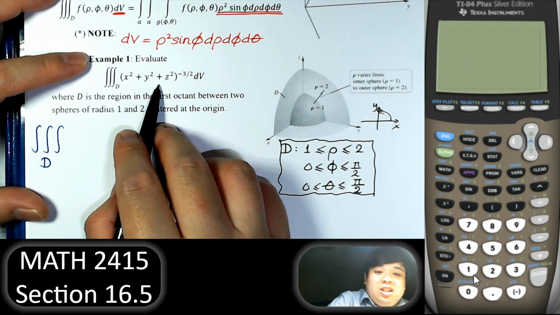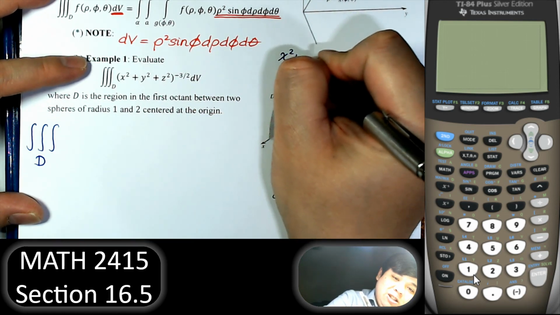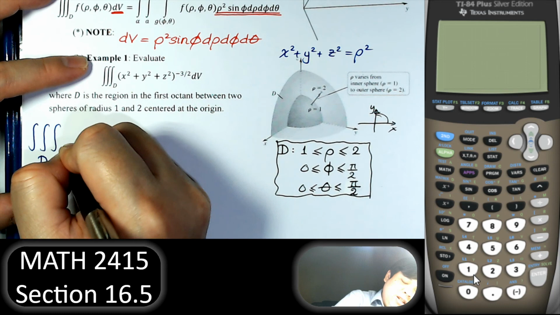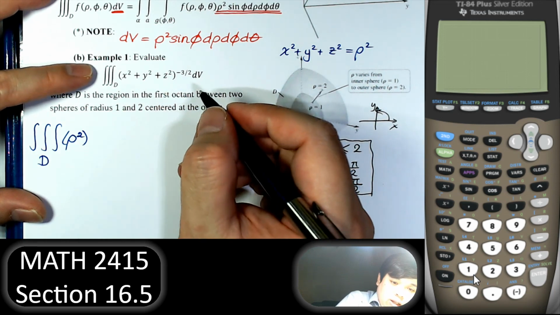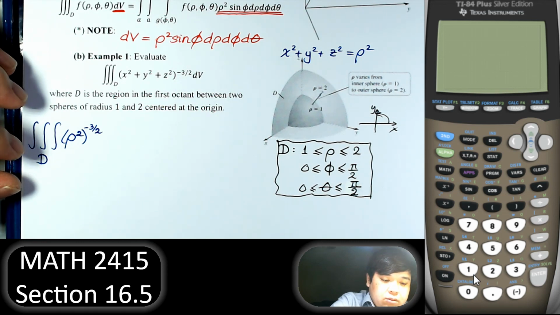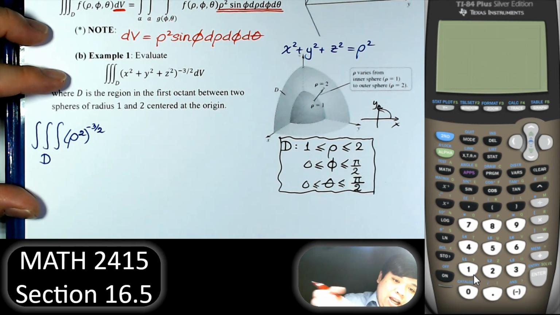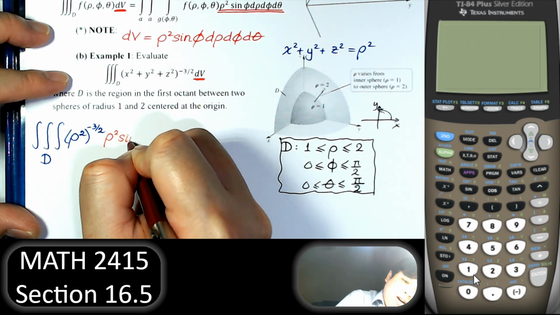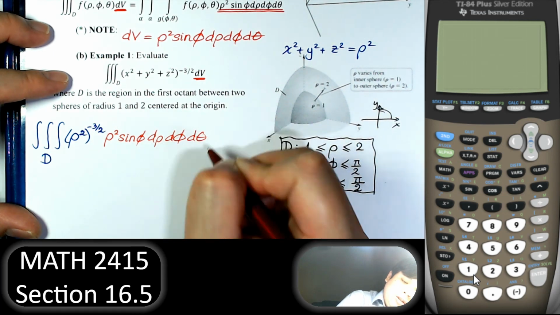x squared plus y squared plus z squared. That sounds familiar, right? That is rho squared, right? So we have rho squared to the negative 3/2. That's the function. And then the dV is rho squared sine of phi d rho d phi d theta.